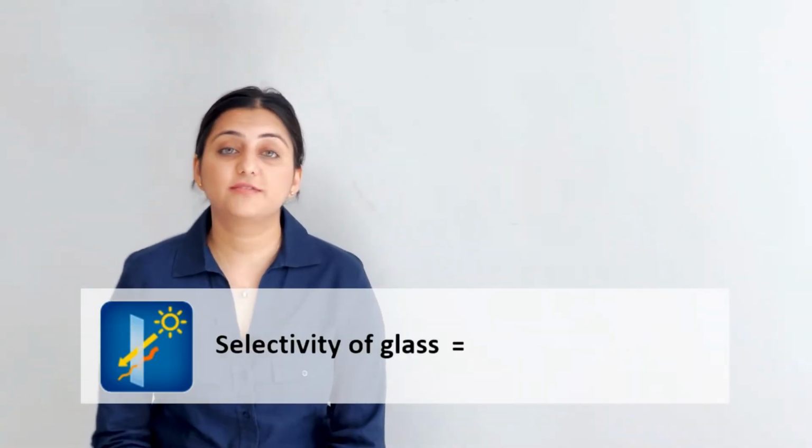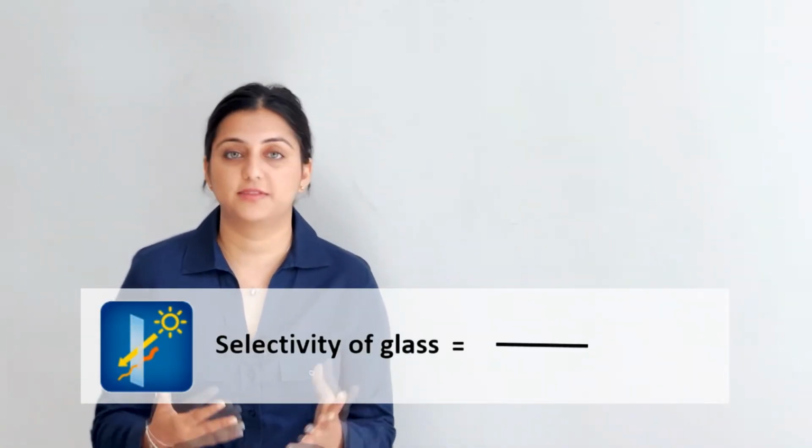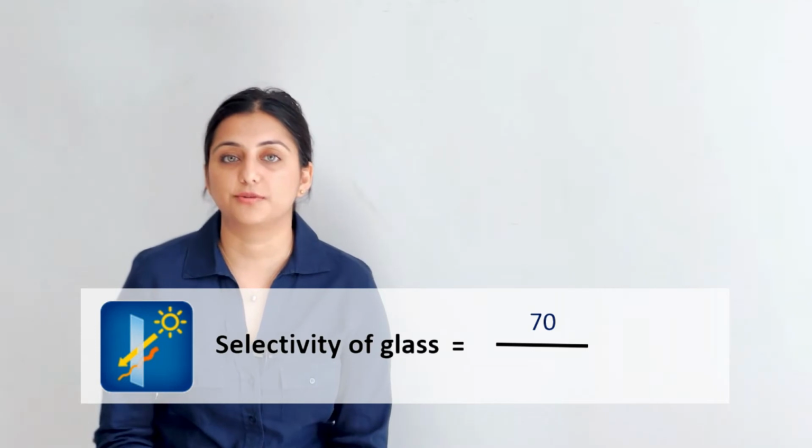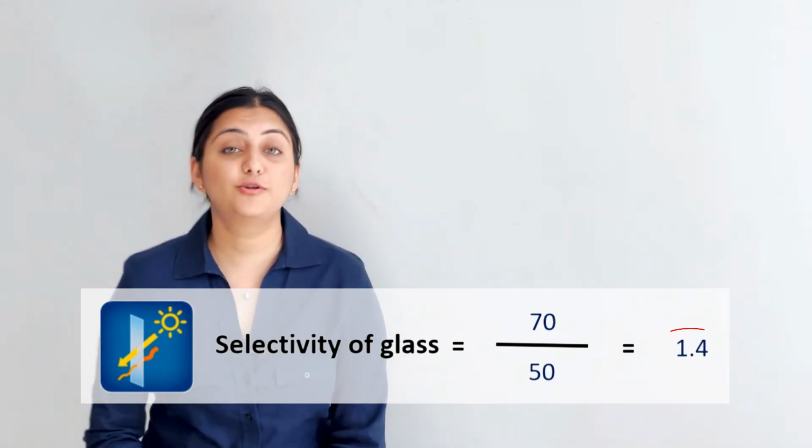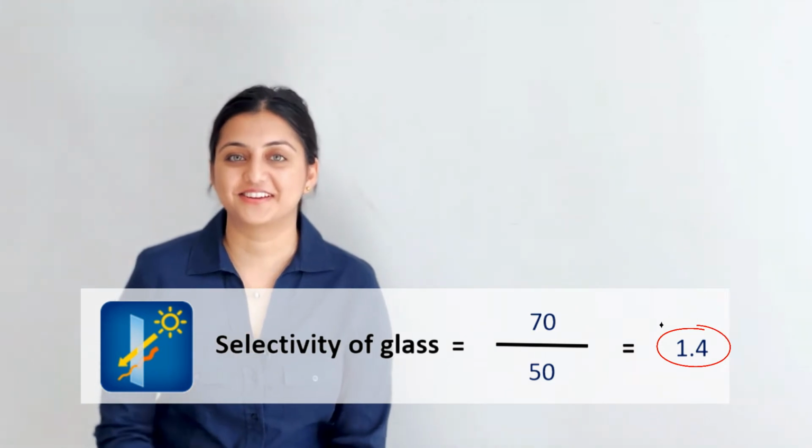Let us take an example to understand this better. Imagine I have a glass which has a light transmission of 70%, which means it allows 70% of the natural daylight to come inside, and a solar factor of 50%, which means it allows 50% of the heat from the sun to come inside the building. So the selectivity of this glass becomes the ratio of the light transmission, which is 70%, to the solar factor, which is 50%. Now hold on to this number and let's take another example.